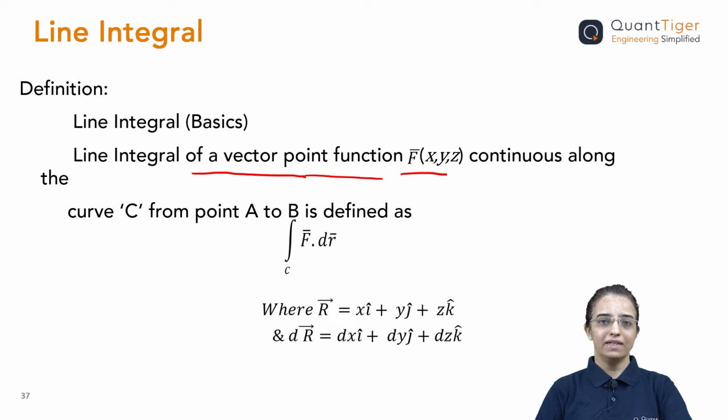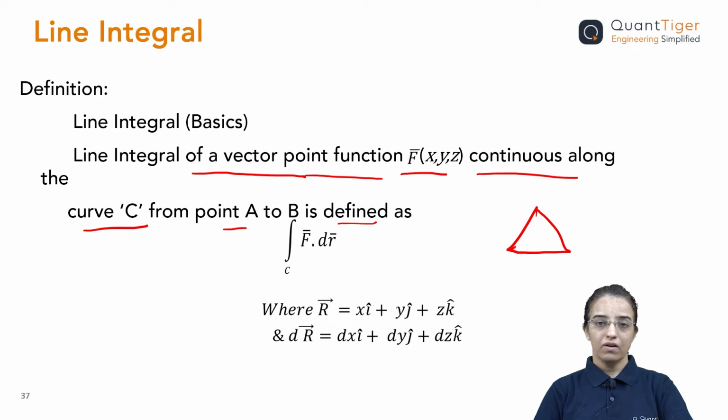If we want to find its line integral, then we will be finding its integration along a curve, from point A to B. And if it is a closed path, for example let's say this is a triangle, and the object is moving around from one point to another around this closed curve, then we will find the line integral for each of these sides, and finally we will add them all together. That's nothing but the line integral.